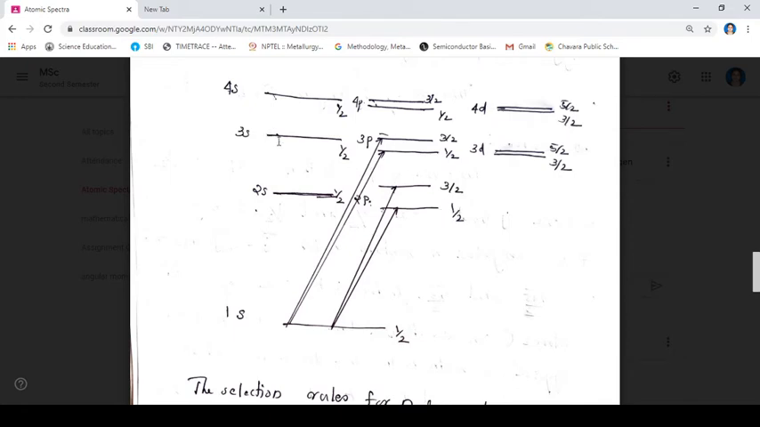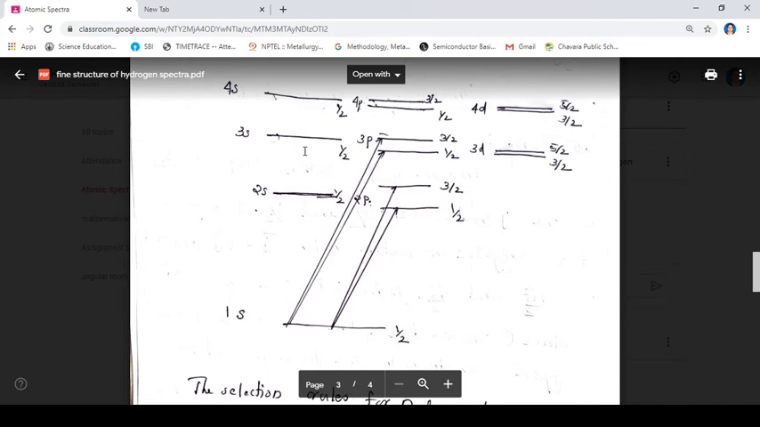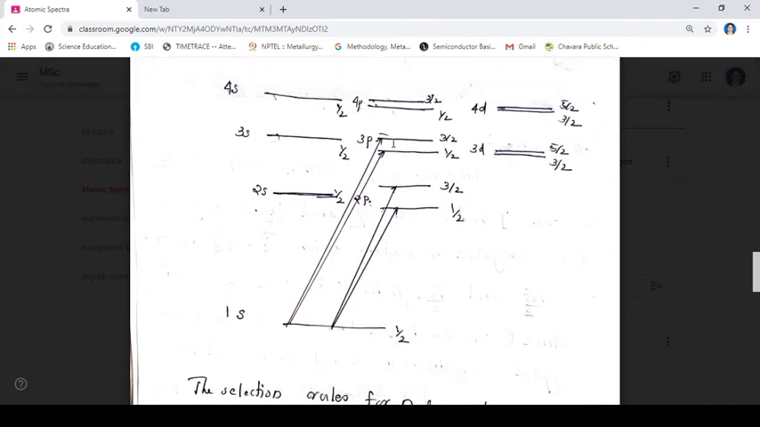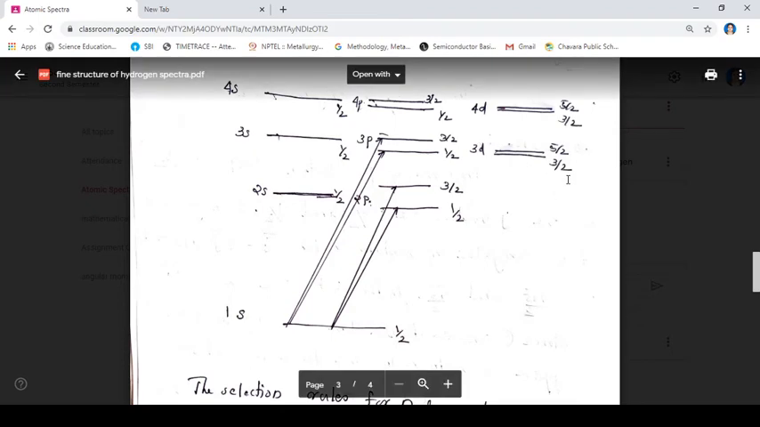Now 3s, you have to consider 3s again, L equal to 0, there will not be any additional states, but 3p is split into 3 by 2 and 1 by 2, and 3d into 5 by 2 and 3 by 2. So like that it goes.